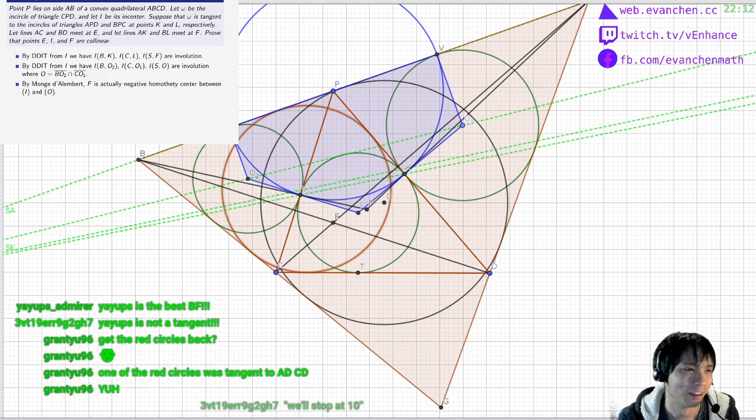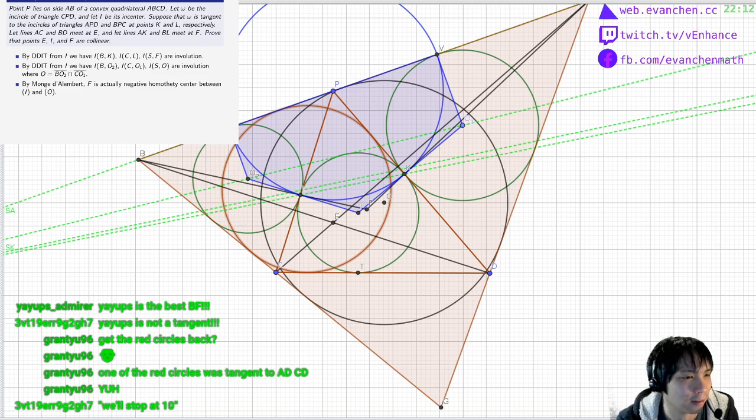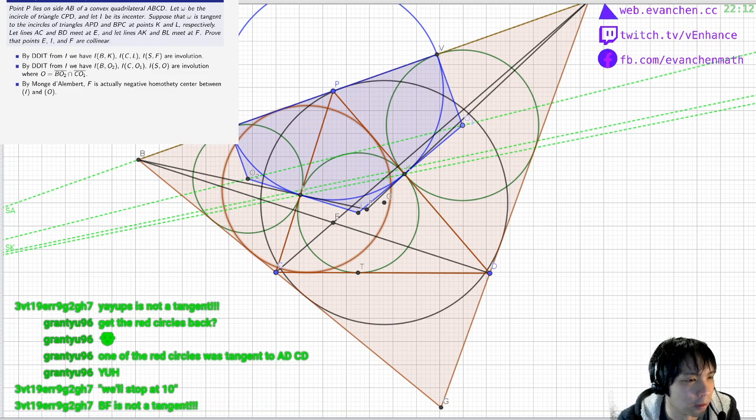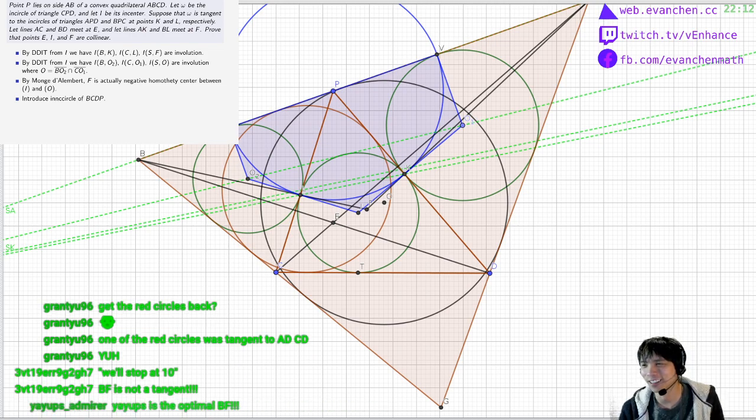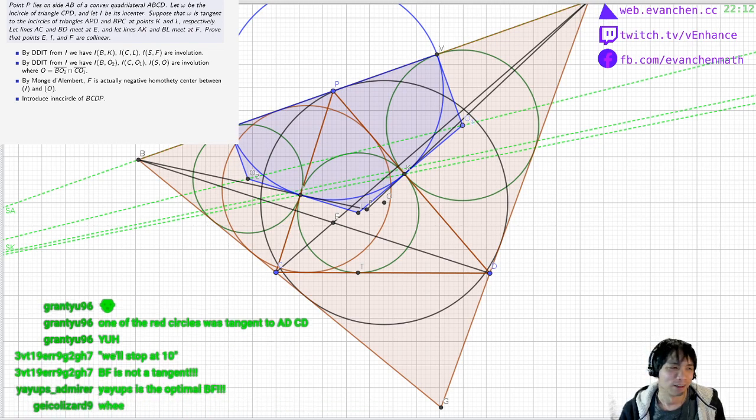Ten, 12. Okay, not bad. Introduce incircle of BCDP. Yeah, we actually basically made it on time. Redeemed the stream. Because I was like, man, today was a disaster. We did the silly A2, and then we spent the rest of the time running in circles on the thing. But then we solved the GA in half an hour, so we're good. We got something done. All right, thanks, guys.